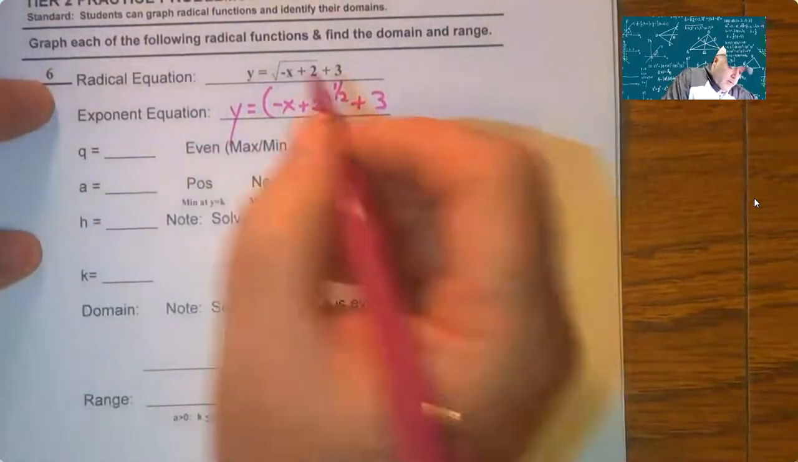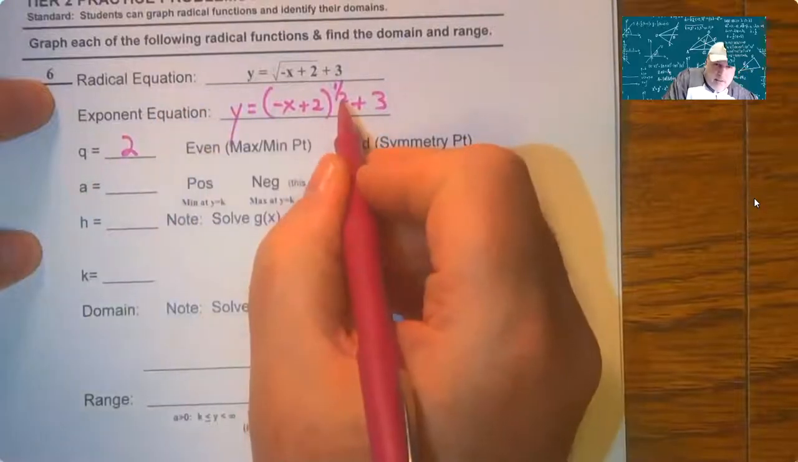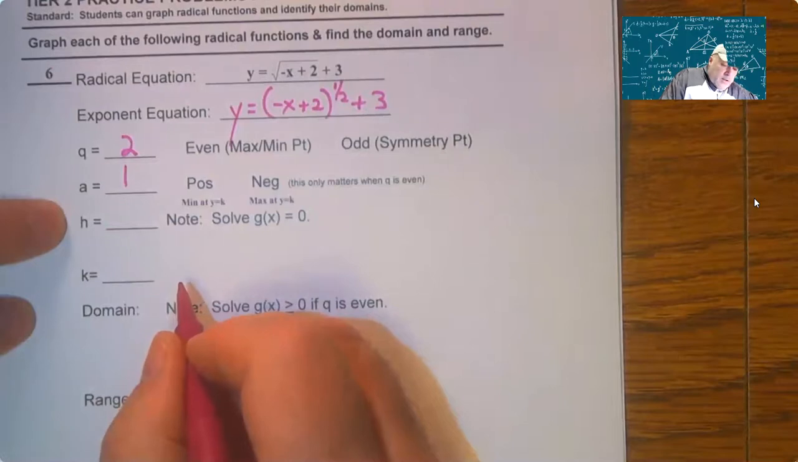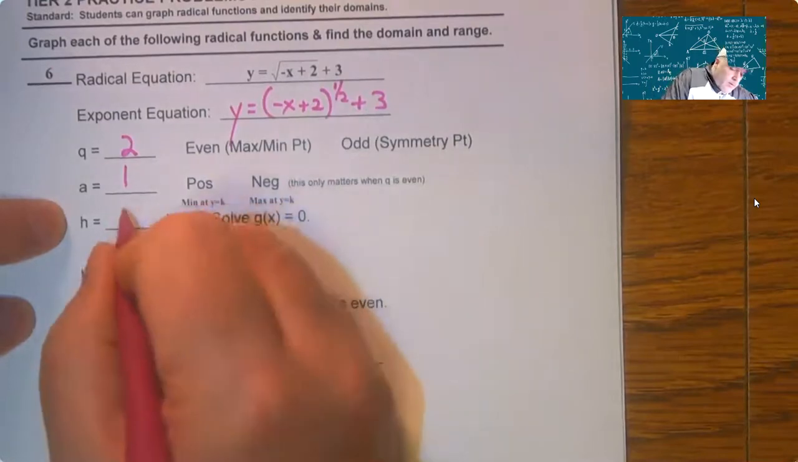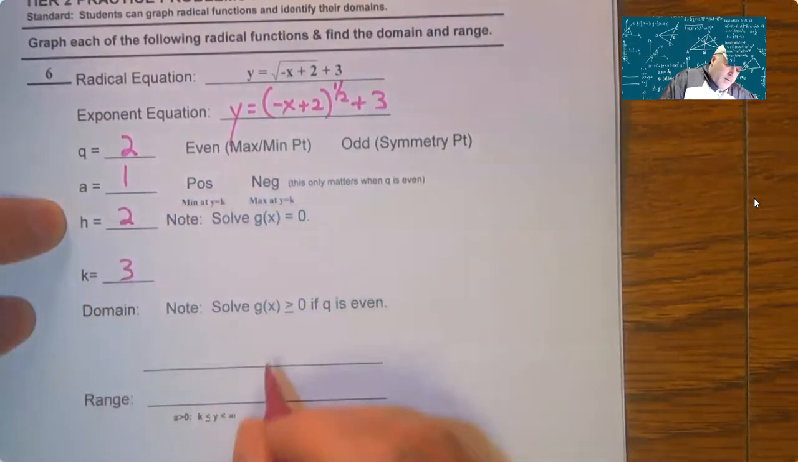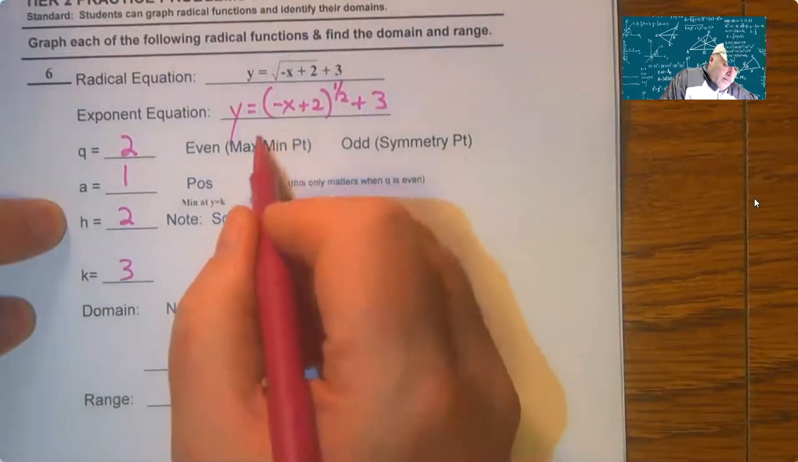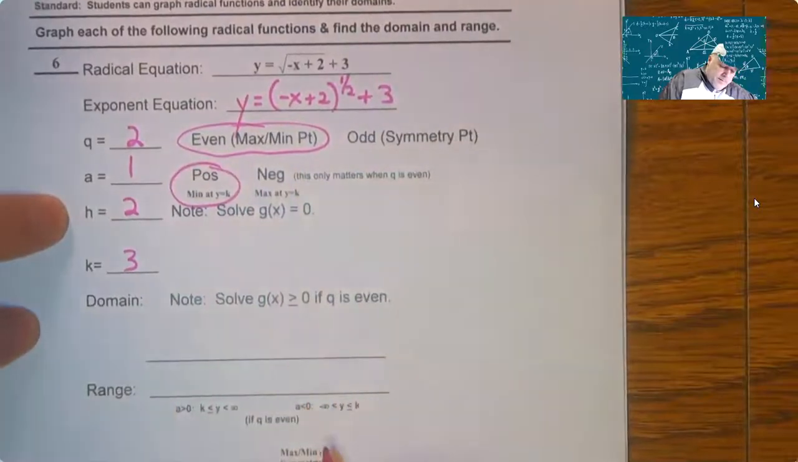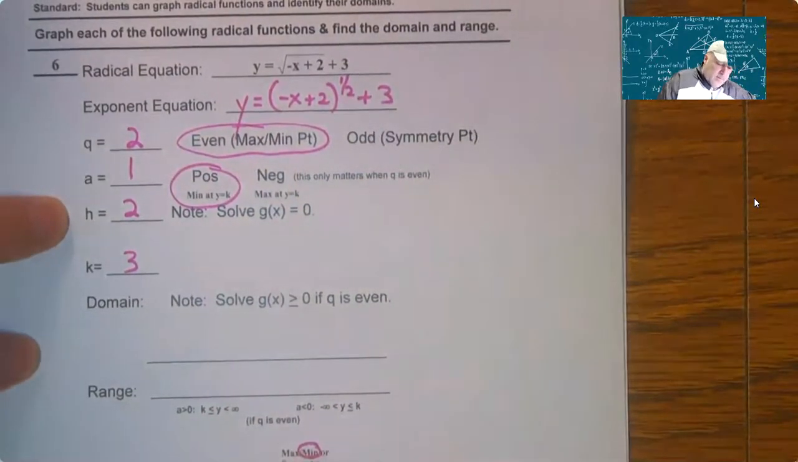Okay, so Q is 2. Again, that's the denominator there. A is 1. H is going to be 2. K is going to be 3. And so we have a max or min point. Since this is positive, it's a minimum. We can come down here and circle minimum.